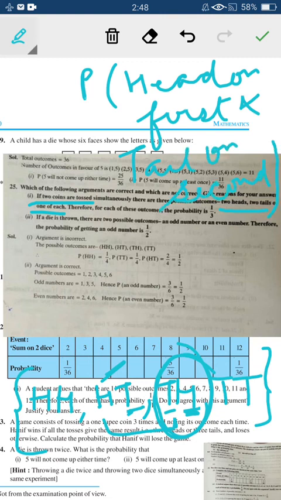So from here you can count only 1 out of 4, right? It means we cannot say these two are same, right? This will not be the probability of this part, right? So this is your question. You have to do it.